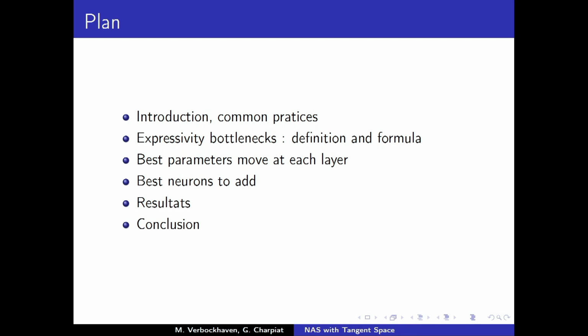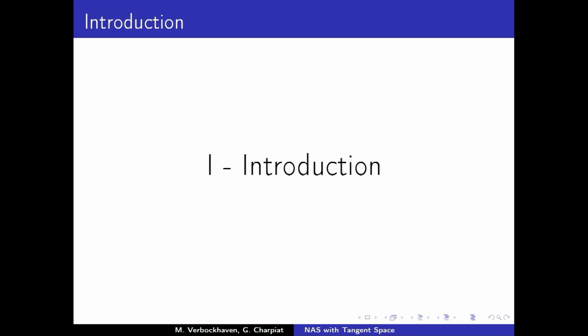So in this presentation, I will first start by introducing what the common practices are when it comes to constructing architectures. Then I will present how we decided to solve this problem by defining what we call expressivity bottlenecks. And thanks to this definition, I will define the best parameter move for each layer L, and then the best neuron nodes to add at each layer L. And if I have time, I will present some results and do a little conclusion.